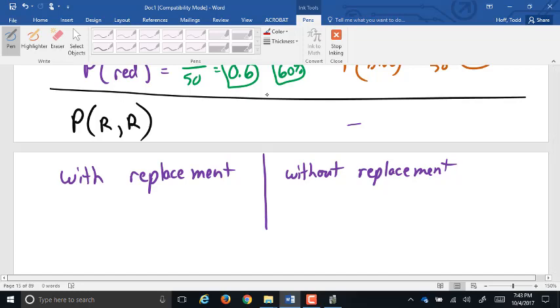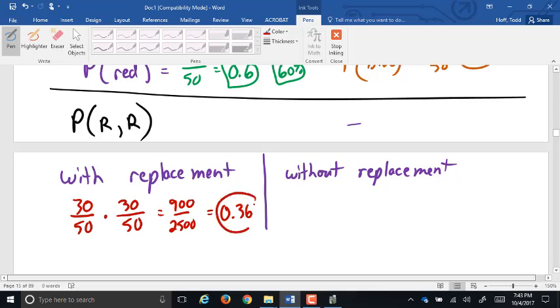So if we do it with replacement, what's the probability that the first marble is going to be red? 30 out of 50. What's the probability the second marble is going to be red? 30 out of 50. We put it back and it's still in there. So that is 900 out of 2,500, or 0.36. By the way, 0.6 times 0.6 is just 0.36. So you can just multiply the two probabilities together.